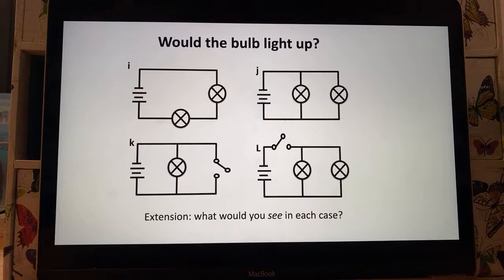Is that bulb going to light up? And L is the same as J, it's the parallel circuit with a bulb on each split of wire, but there's an open switch between the battery and the bulb. Are the bulbs going to light up? And what would you see in each case?